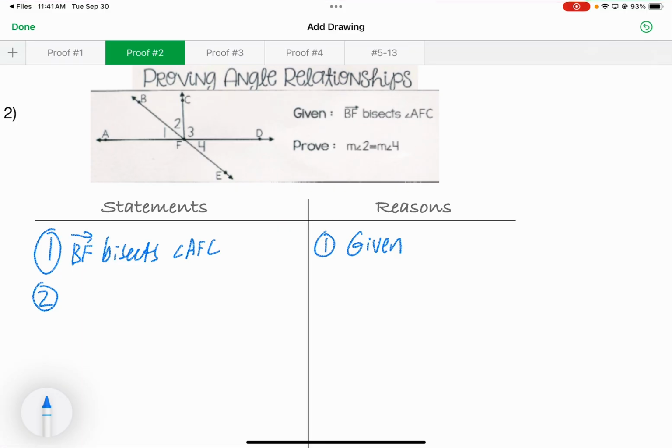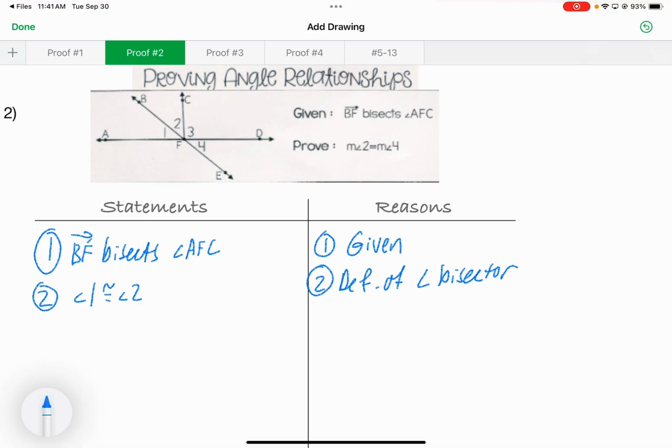Which angles? So AFC is being bisected. What does that mean, Jillian? Angle 1 and angle 2 are congruent. Good. So I would use this notation, the same thing that Jillian just said: angle 1 is congruent to angle 2. What's our reason? Definition of angle bisector. I like it. Cool. I know that 1 and 2 are congruent.